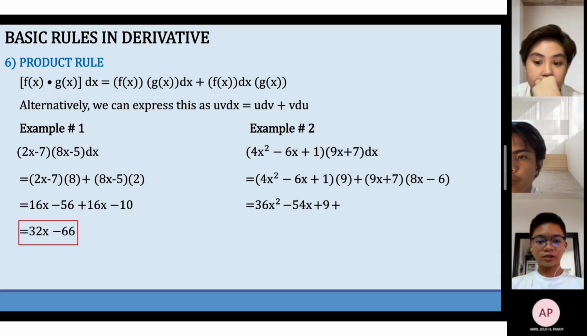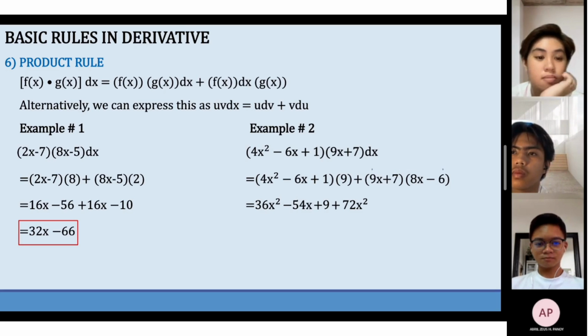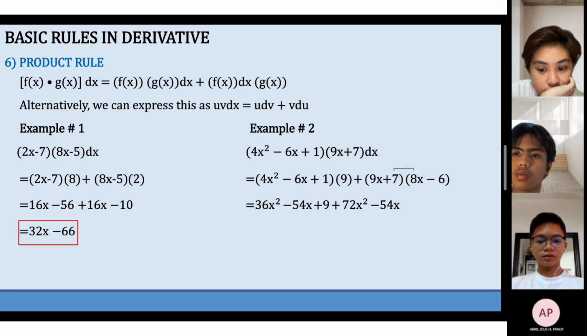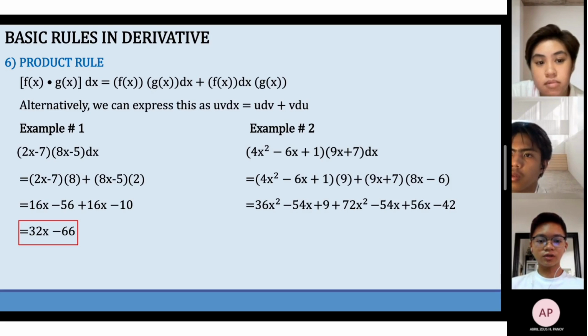Plus 9x times 8x is equal to 72x squared. Then 9x times negative 6 is equal to negative 54x. Then 7 times 8x is equal to 56x. Then combine like terms. Again, the last in the FOIL method is the last terms: 7 times negative 6 is equal to negative 42.